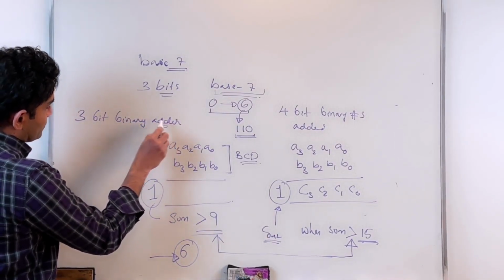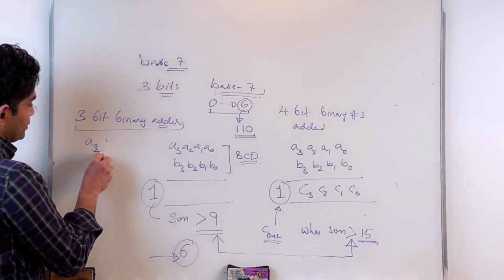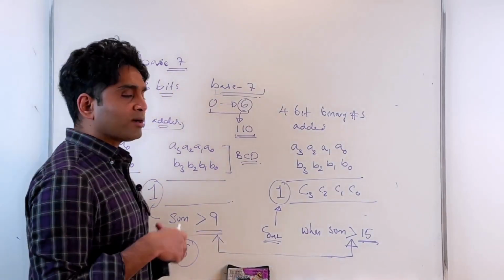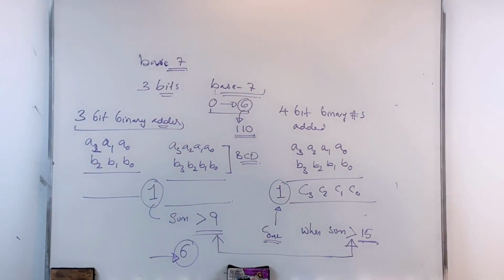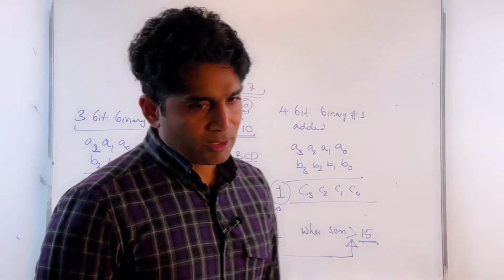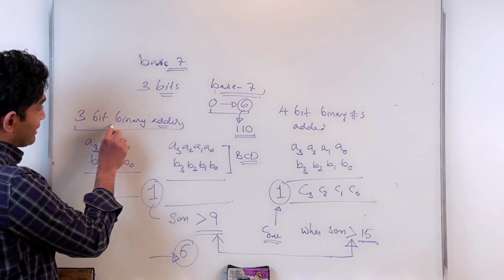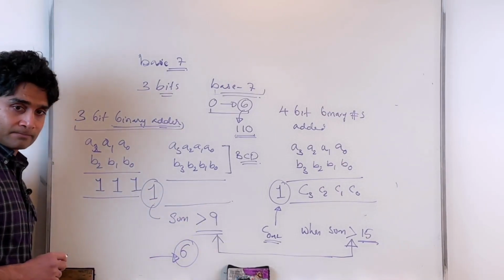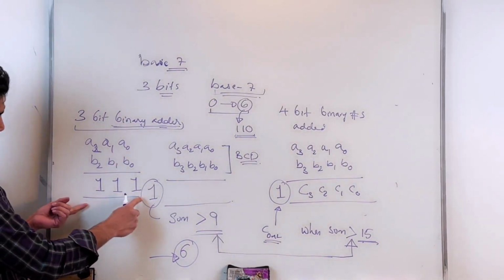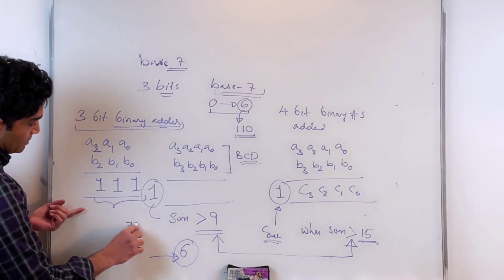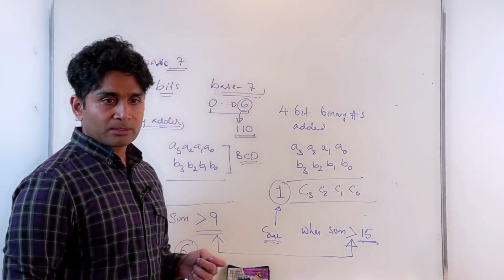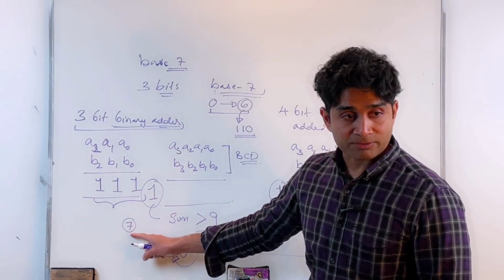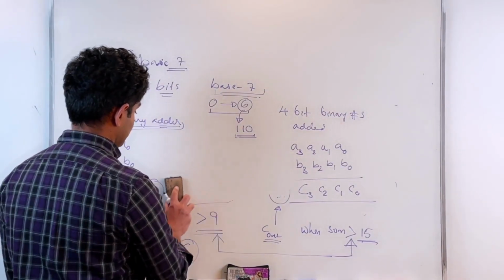So when I'm adding 3 binary bits, A2, A1, A0, B2, B1, B0, after what sum will I be generating a carry out? After 6? No, for a binary adder, I'll be generating a carry out after 7, right? Remember, that's the binary sum. When I'm adding two 3-bit binary numbers, I'll be generating a carry out after 7. Okay? With me until this point? Does it make sense?